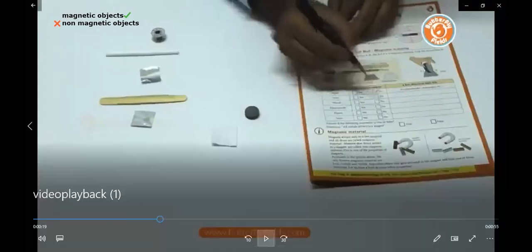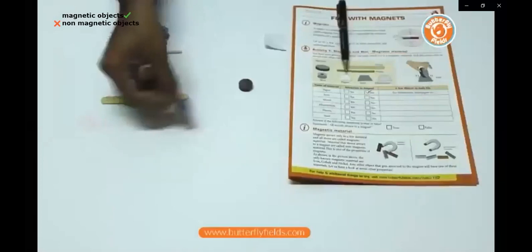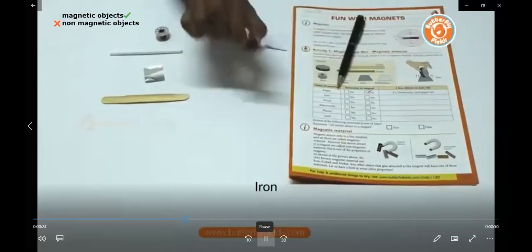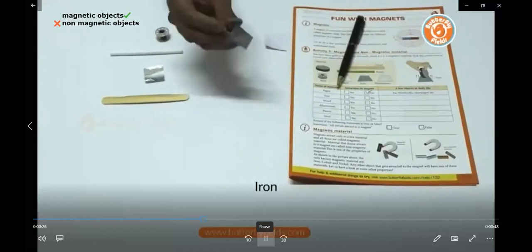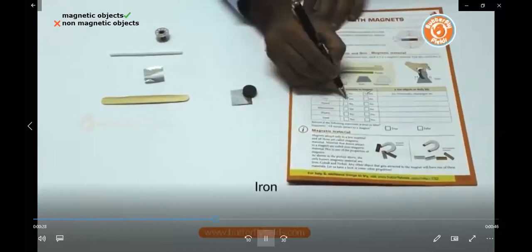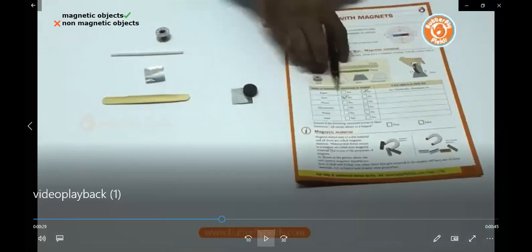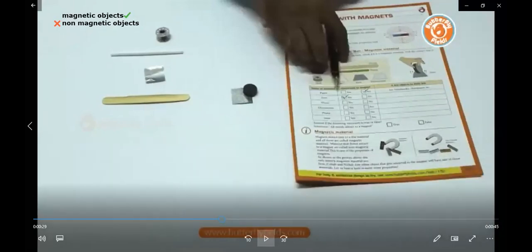Yalla Zeinab. Let's see. This is the iron. Did the magnet attract the iron? Yes. So is the iron magnetic or not? Magnetic. Bravo Zeinab. Amazing. So paper is not magnetic. Iron is magnetic.